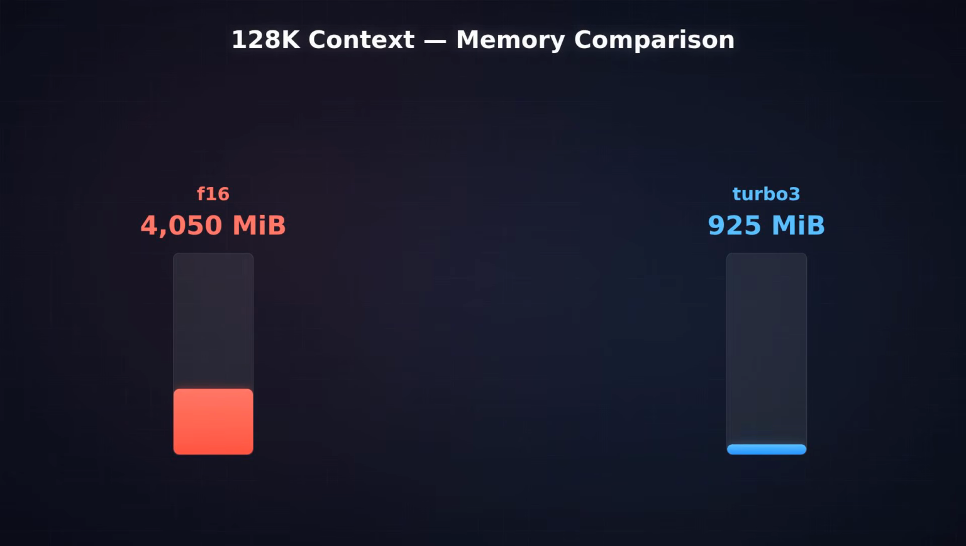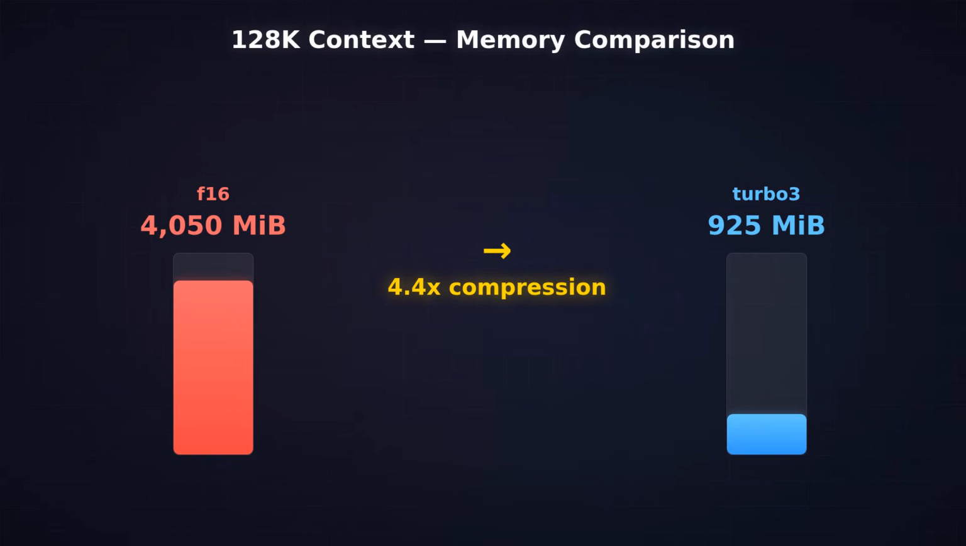4,050 megabytes versus 925, a 4.4x reduction. On a 16 gig machine, that's 3.1 gigabytes freed. That's the difference between your laptop gasping for air and having room to breathe. Okay, nice, solid optimization, but that's the boring test. Let me show you where it gets interesting.